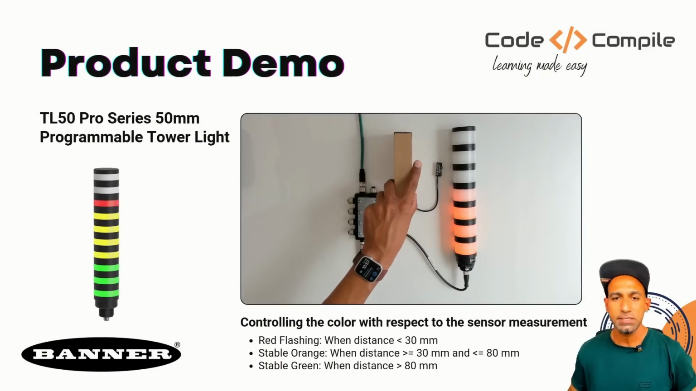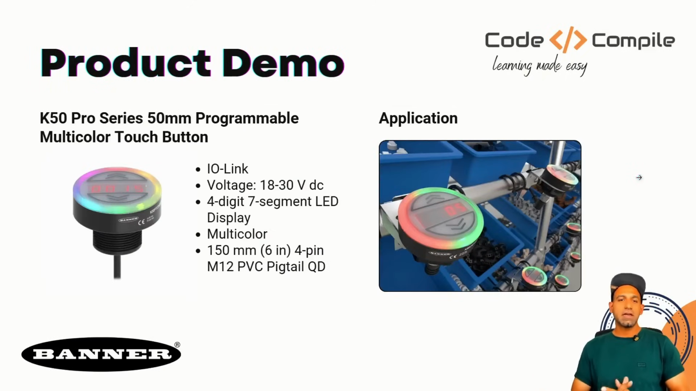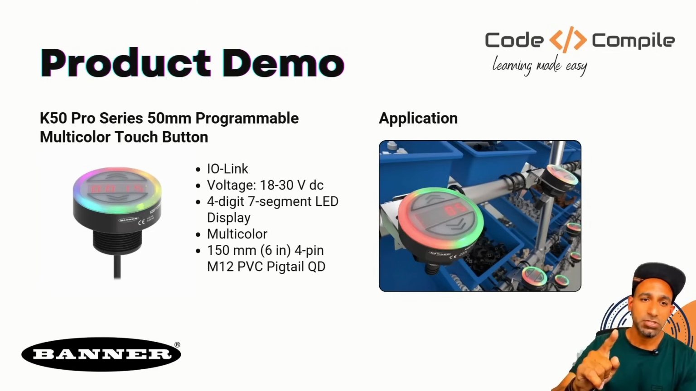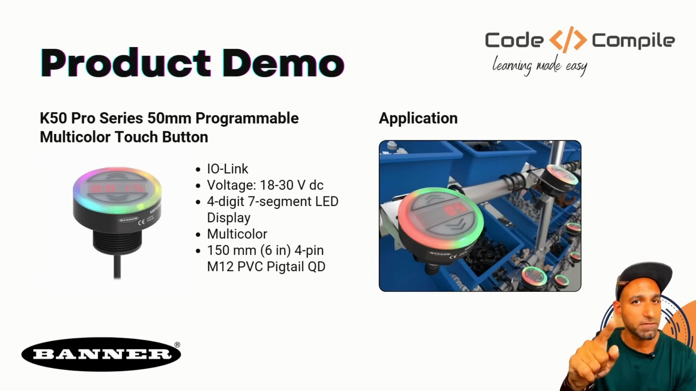The next device is the multicolor touch button. Now you might have seen such kind of buttons on pick to light. You might have seen it on put to light as well. But this button is a bit special. It shows a display. You can change the color. You can change the animation of the color. And you have two buttons to play around with.